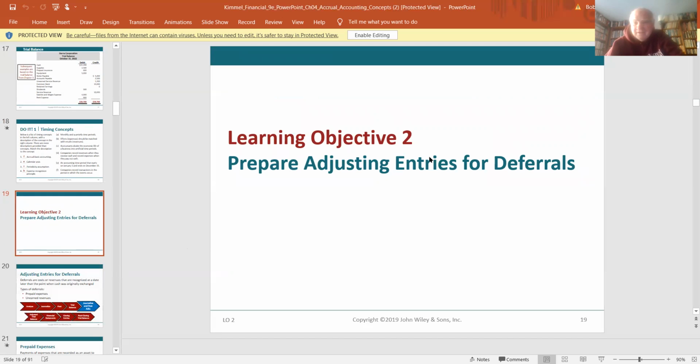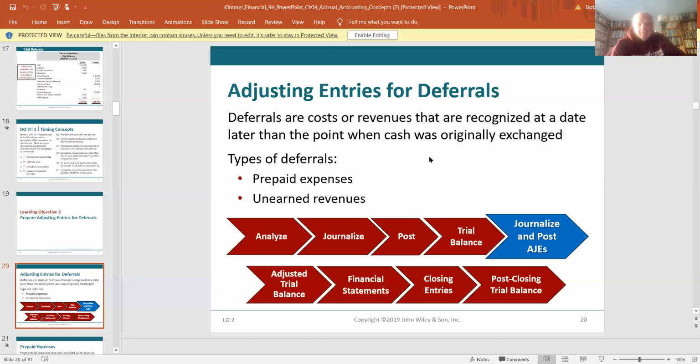Okay, now they take us back to deferrals. We had a little sidetrack. Remember this series of arrows we have here? This is our cycle. We start on day one of the month by analyzing transactions, and you learned how to record them into the journal. You learned how to post them, and we learned how to prepare a trial balance. Trial balance comes right from your general ledger balances. Now we're going to learn about adjusting journal entries.